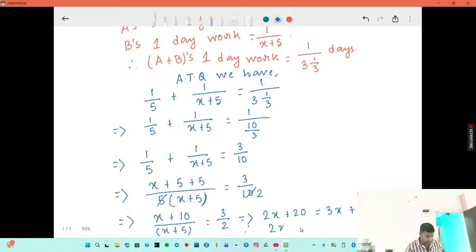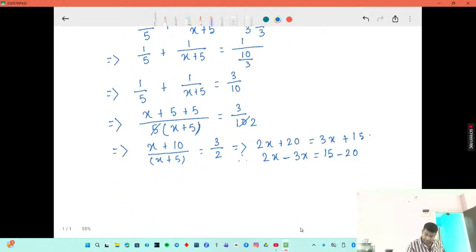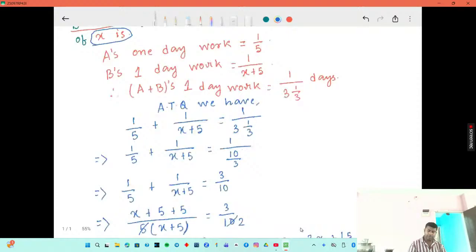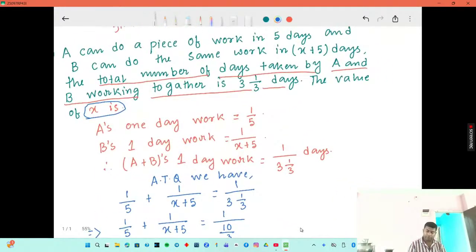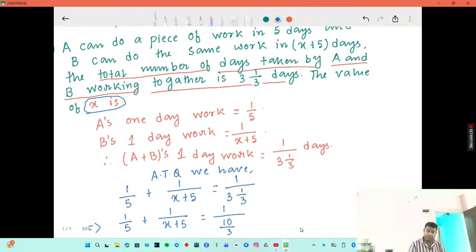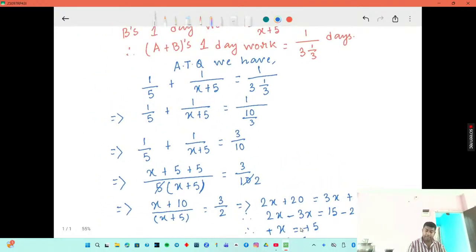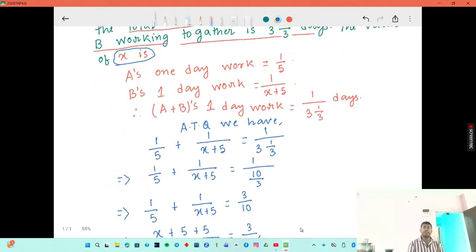Therefore, 2x minus 3x is equal to 15 minus 20. Therefore, minus x is equal to minus 5. Therefore, x is equal to 5. So here we have to just find the value of x according to the question. Here in this question it is given that we have to find the value of x, and the value of x is 5. And this is not the time taken by B to complete this work.